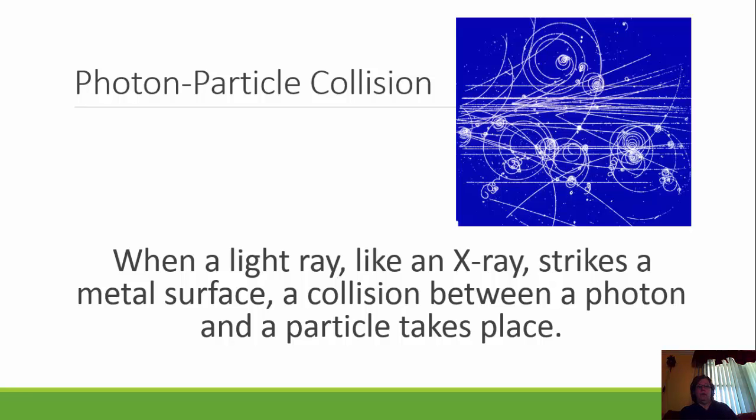So whenever a light ray, like an X-ray, strikes a metal surface, there is a collision between that photon, that light ray, and a particle that takes place. This is a great picture of what a scientist might see if they use a particle chamber. This is actually what it looks like when they see the collisions that take place. It's amazing that they can actually figure out what the heck is going on in there, but they're really looking at the collisions and what's bouncing off from what after the collisions have taken place. They're looking at the paths they take, the angles they hit at, and so forth.